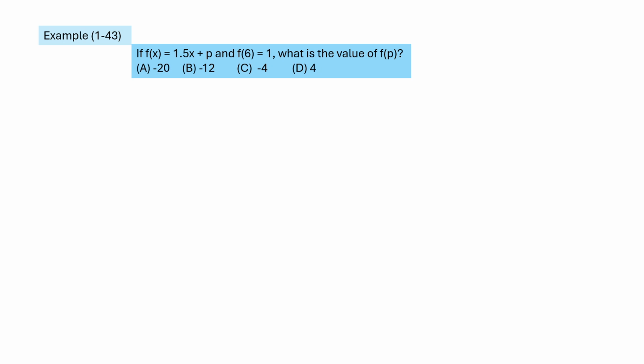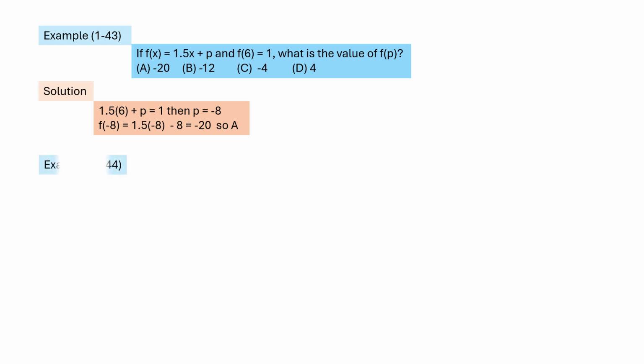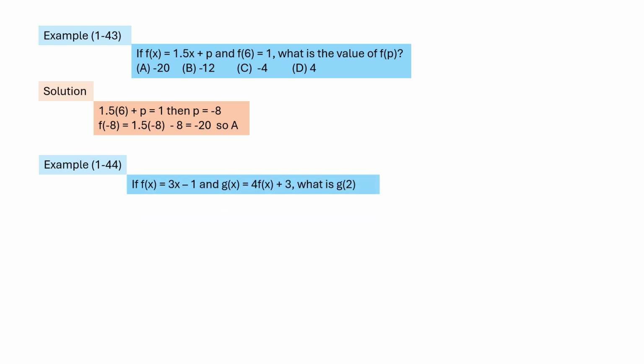Example 143. If f of x equals 1.5x plus p and f of 6 equals 1, what is the value of f of p? First of all, put x as 6 and equate to 1 to get the value of p. 1.5 times 6 plus p equals 1, so p equals negative 8, because 1.5 times 6 is 9, and moving it to the other side with a negative sign, 1 minus 9 is negative 8. Now get f of negative 8. In the original function, put x as negative 8, so 1.5 times negative 8 minus 8. Calculated, it will be negative 20. So the answer is A.